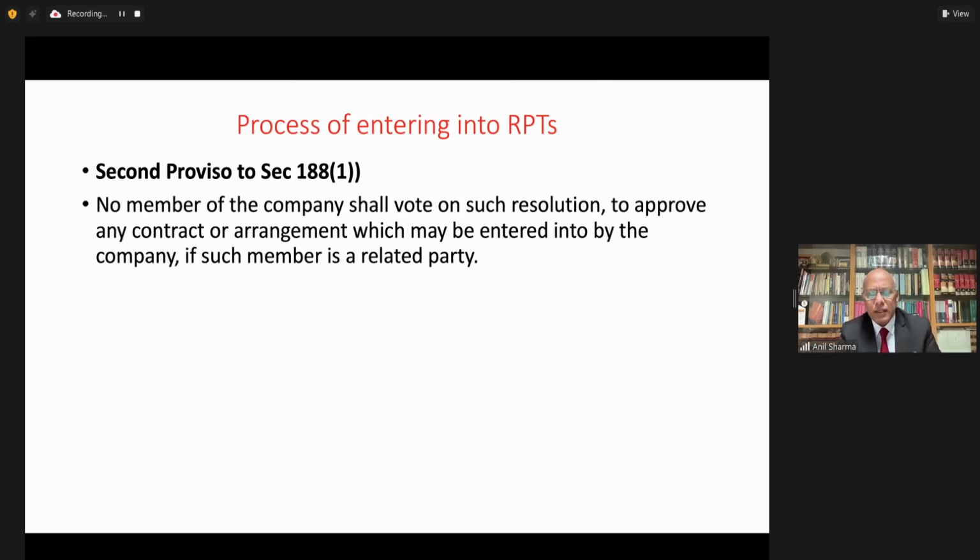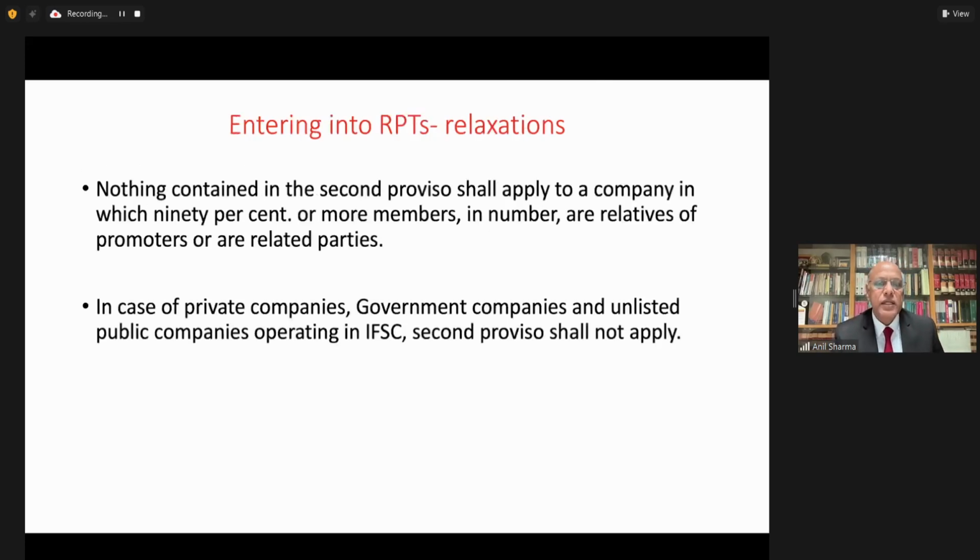So these are the restrictions which have been imposed, and you can very well imagine the reason is that the person who himself is interested should not be part of the approval process. Again, the concept of conflict of interest, because once he participates, there is a conflict of interest. He himself is participating in a process where he is involved.